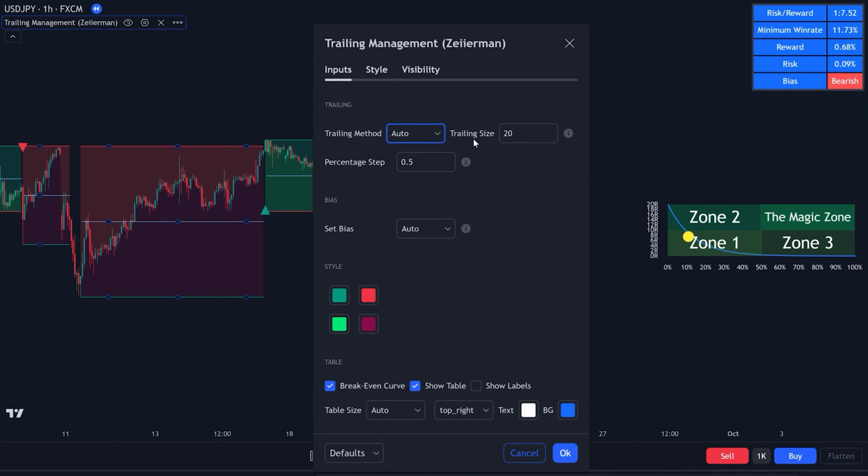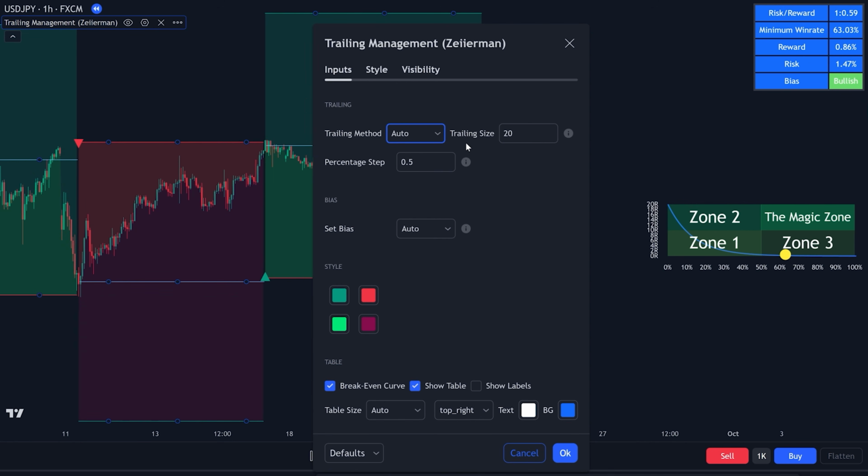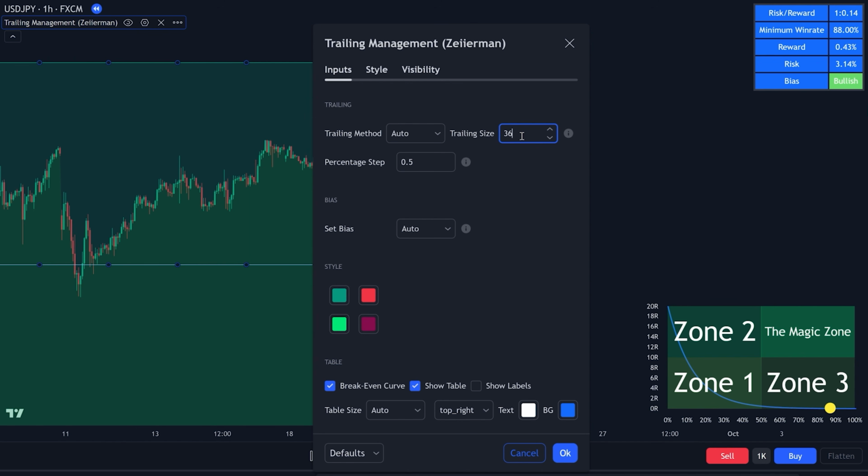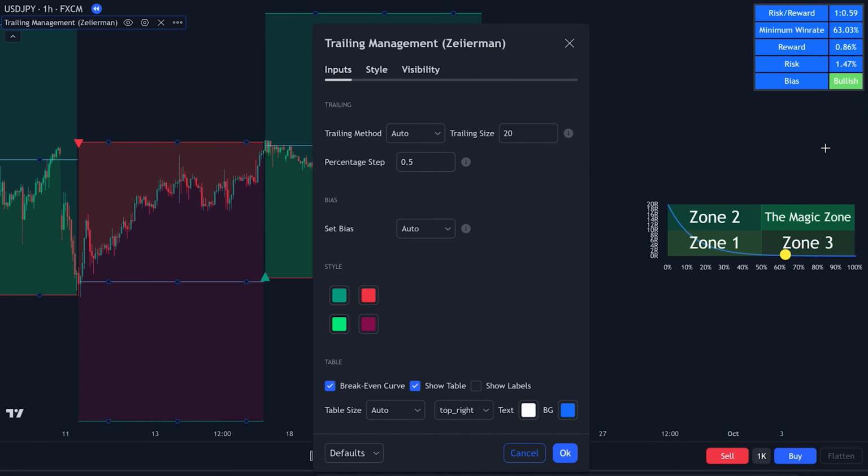The trailing size defines the look-back period over which to calculate the highest high and lowest low for trailing stop calculations. Increasing this value will make the trailing stop less sensitive to price changes. For now, I'll keep mine as default, which is 20. Next is percentage step. Increasing this value will increase the distance of the trailing stop from the price. For now, I'll keep mine as default, which is 0.5.